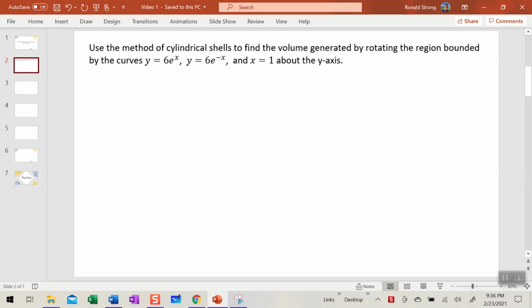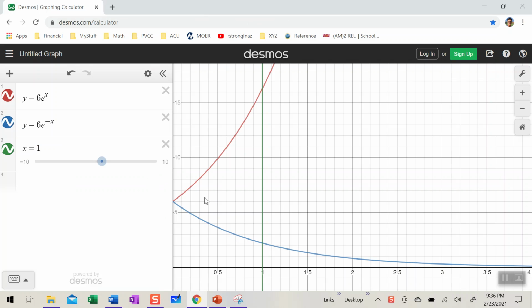So as always, the first thing we want to do is to graph these curves, which I've done in Desmos. The region that we're going to be rotating about the y-axis is bordered on the top by the red curve, which is 6e to the x, on the bottom by this blue curve, which is 6e to the negative x, and on the right by the line x equals 1. The two curves intersect at x equals 0 as well. So the bounds of integration will be along the x-axis from 0 to 1.